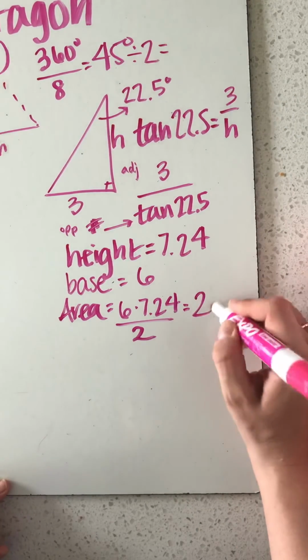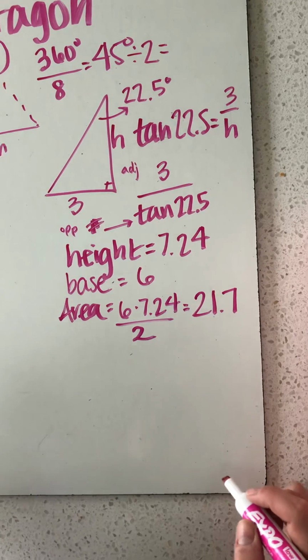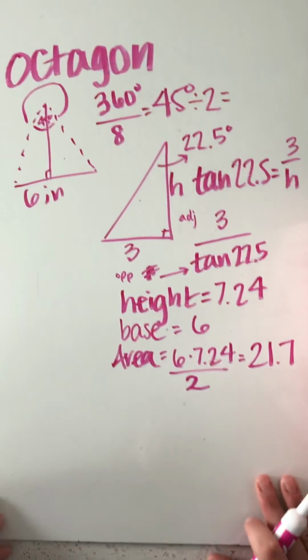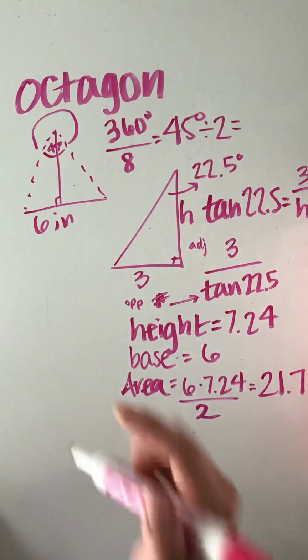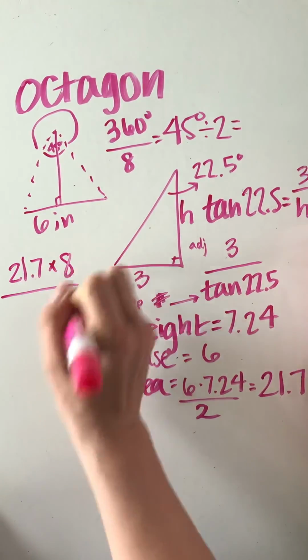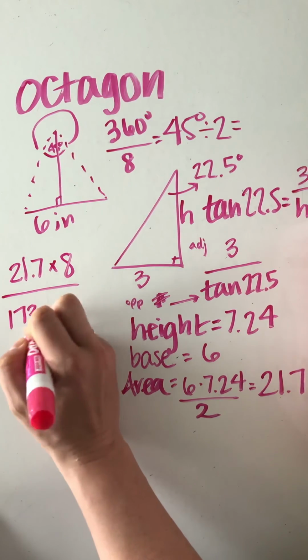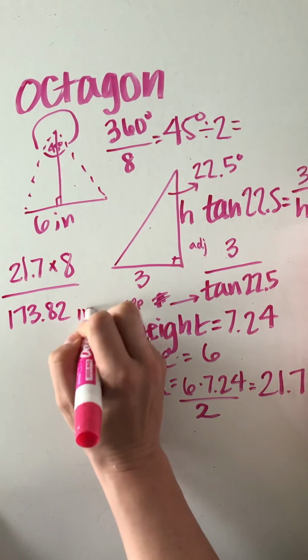So that's about 21.7. If that's the area of one of the triangles, in order to find the area of the entire octagon, I would take one of those triangles and multiply it by 8, because there are 8 total triangles in the octagon. And you're going to get an answer of about 173.82 inches squared.